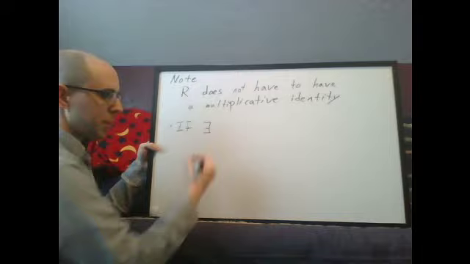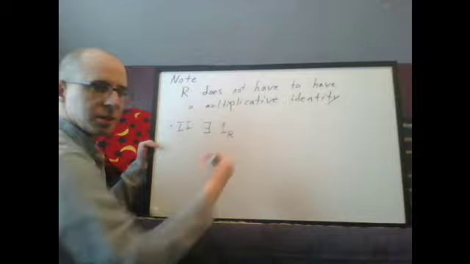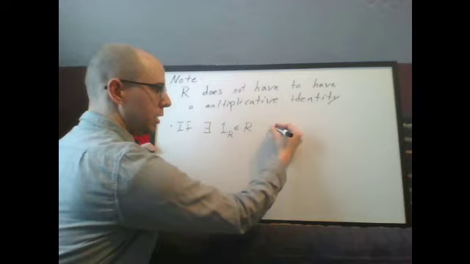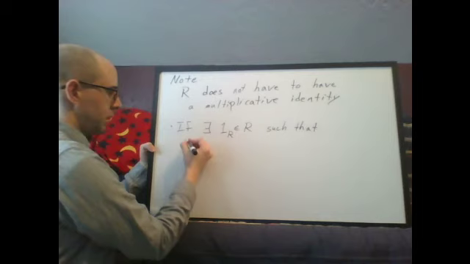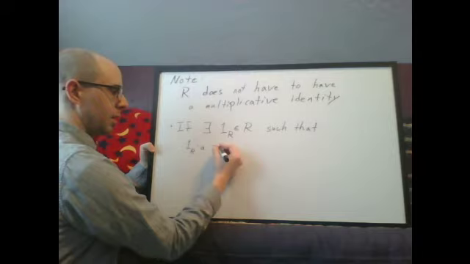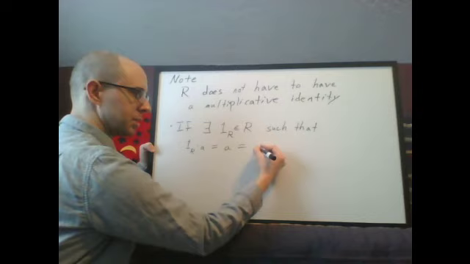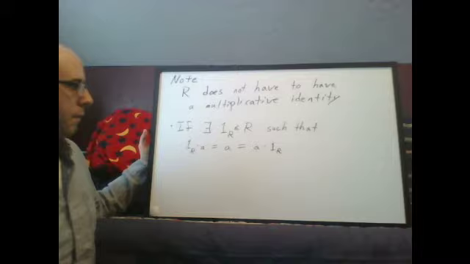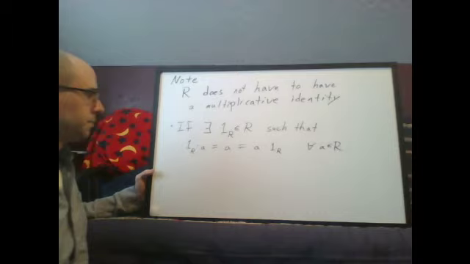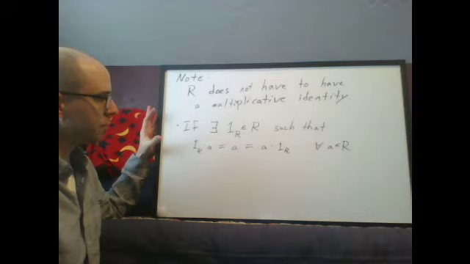If there exists a special element, which we'll call 1, but again, it's not the number 1 necessarily, so let's call it 1 sub R, in the ring R such that 1 sub R times a equals a. And since multiplication is not necessarily commutative, I also need to specify that this is the same as a times 1 sub R, for all a. Okay, so if this is true, then two definitions.